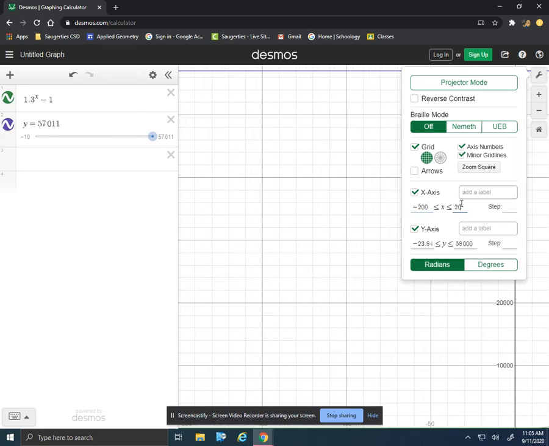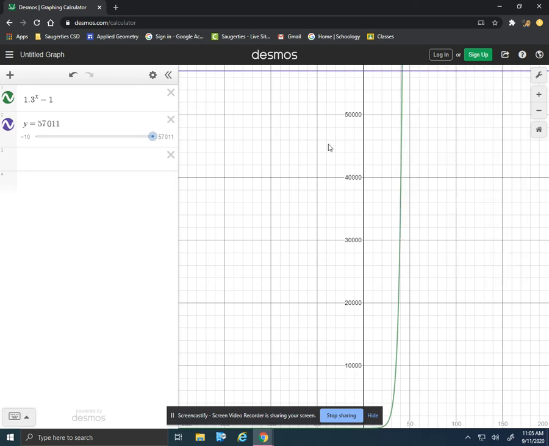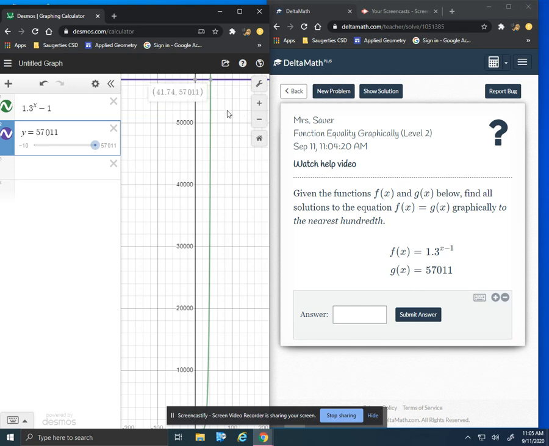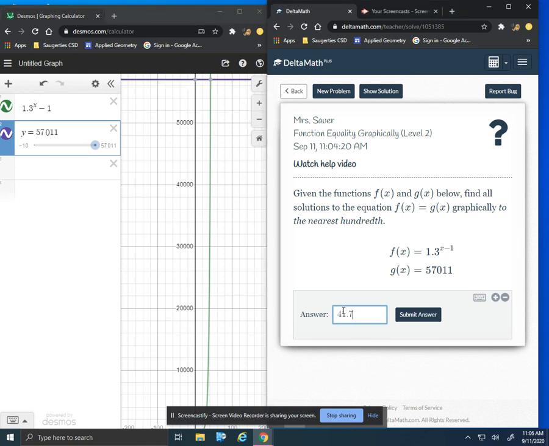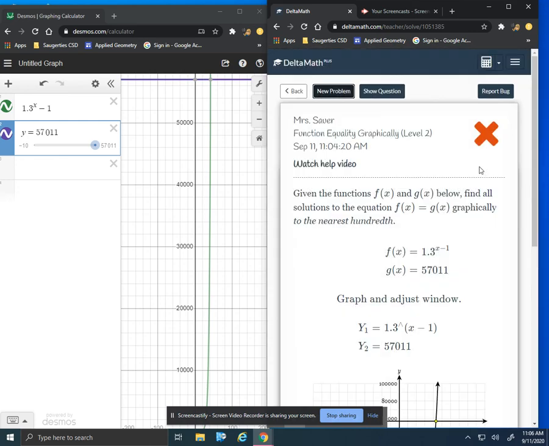And I don't really need the negatives. I'm just trying to kind of keep things equal and give you guys some ideas. So now I can see here's that green graph coming up. It only intersects at one point. That intersection point, and we'll minimize this back so we can see it. The question, so where is f of x equal to g of x? The functions are equal at 41.74, comma 57,011. So my x value to the nearest hundredth is 41.74. And we'll submit that answer.